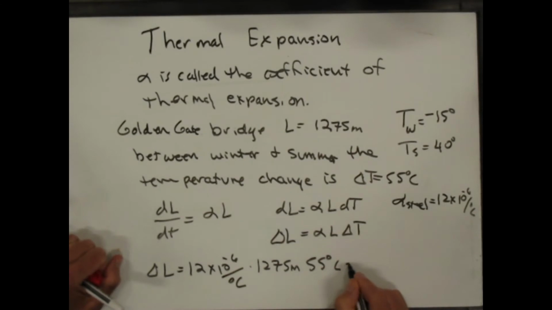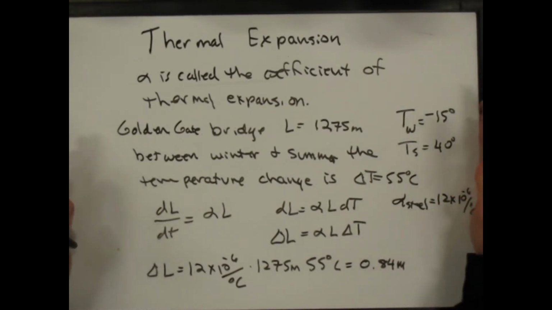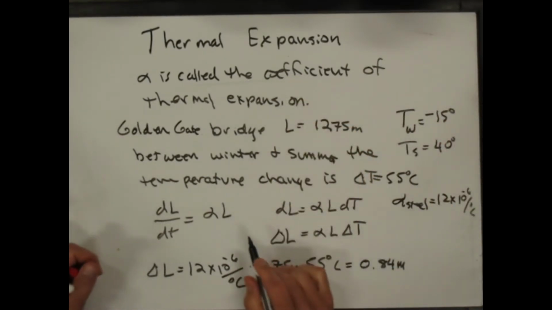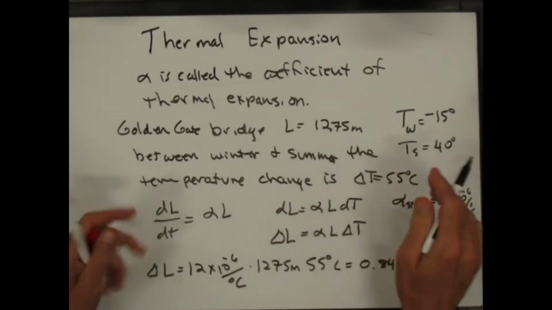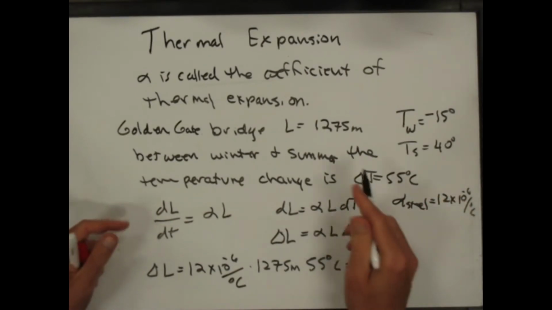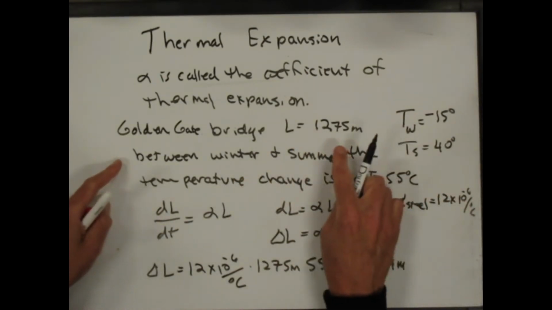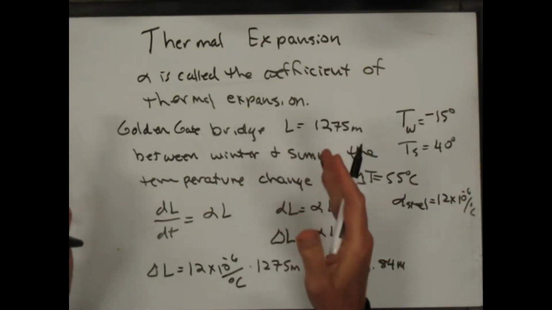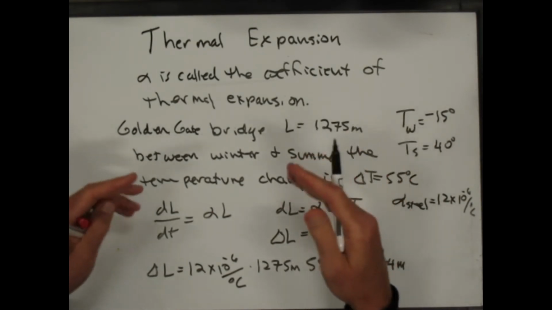And so that comes out to 0.84 meters. That's actually a long bit. That's bigger than this, right? And that expansion has to take place in the bridge. Now the bridge probably has sections that are shorter than 1275, but a lot of expansion has to take place between the winter and the summer on the spans in the bridge, and the bridge has to be designed to account for that, to allow for that.